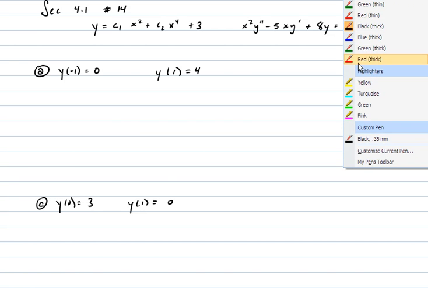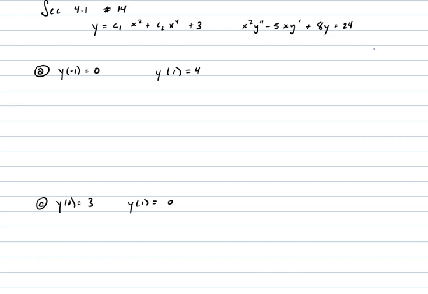Okay, this is section 4.1, number 14, and here we're asked to find a particular solution to this differential equation, given a family of solutions and boundary conditions. So what we have to do is use these two conditions to solve for C1 and C2. Now there might be cases where a solution does not exist. So let's check this one here.